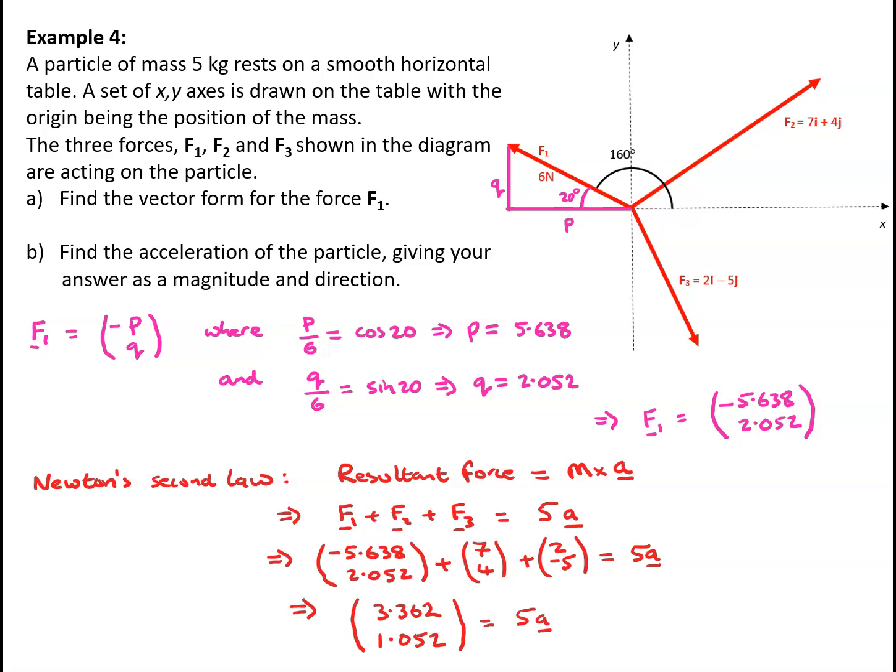3.362, 1.052 as the vector for the resultant force, which must equal 5 times a. Dividing each side by 5 gives me the acceleration is the vector 0.6724, 0.2104.